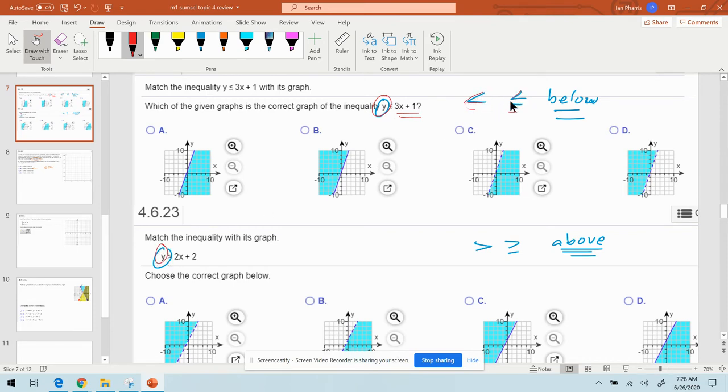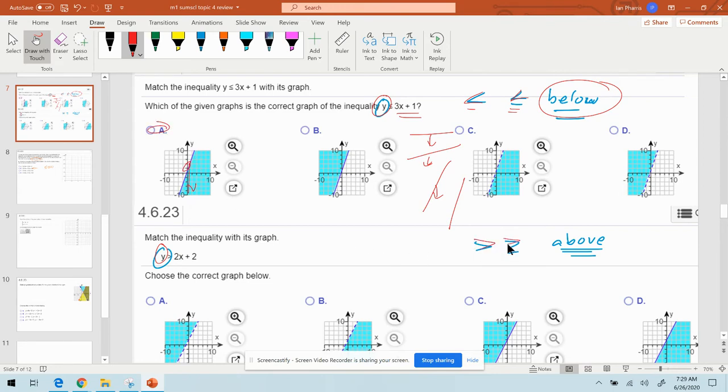This is less than, this is less than or equal to. That means the shading is below the line. It doesn't matter how steep the line is. The shading less than means below the line, whatever the line is. So y less than or equal to 3x plus 1 is below this line, 3x plus 1. So that one would be A.